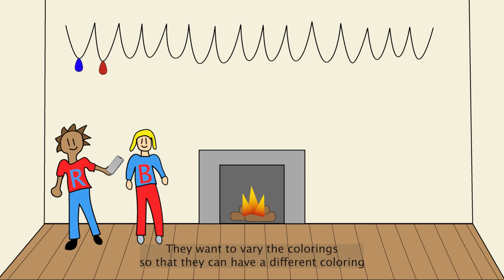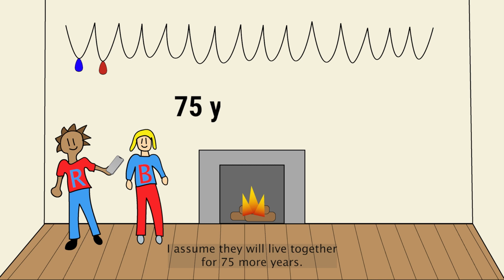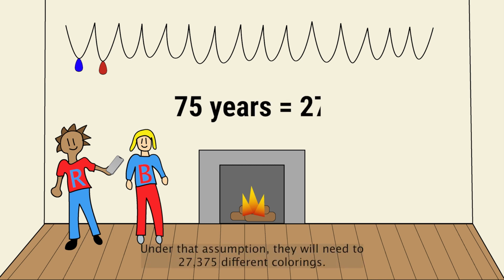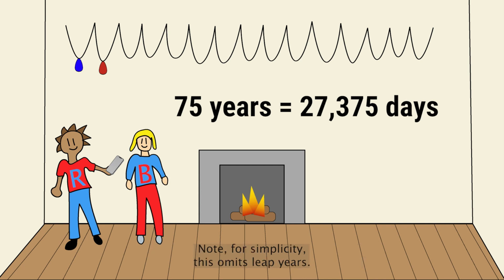They want to vary the colorings so that they can have a different coloring of red and blue lights each day for as long as they live together. Assume they will live together for 75 more years. Under that assumption, they will need 27,375 different colorings. Note, for simplicity, this omits leap years.